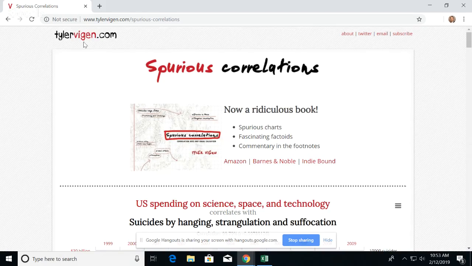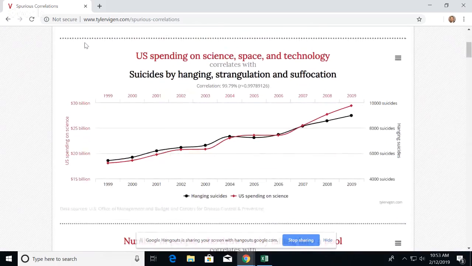But in this case, do you think there is a correlation between U.S. spending on science, space, and technology and suicides by hanging, strangulation, and suffocation? When the U.S. spends more on science, does it make you want to kill yourself? That's what the chart says, right? Do you think those are really related? No. But the chart can't lie.